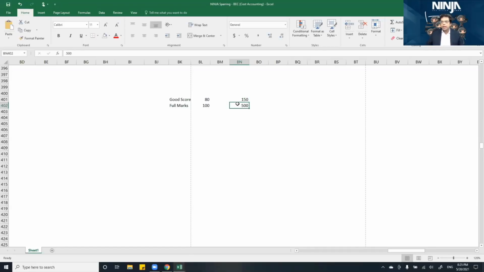Does it mean you scored good? Because again, your target score was 80, your actual score is 150. Does it mean you scored well in this case? What do you think? Everybody's saying no, right? I'm sure you can all see 80 out of 100 was good, but 150 out of 500 is not good because it's not proportionate. It's very less. That's the case here as well.